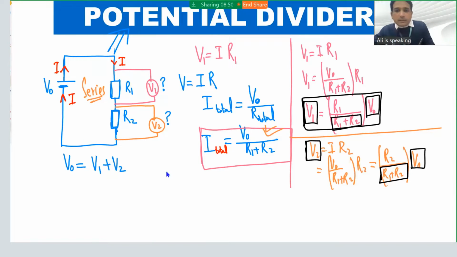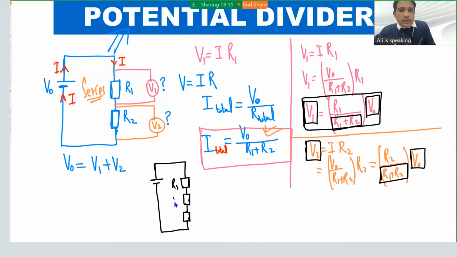Now let's say we have another circuit. For this circuit, let's say we have more than two resistors connected in series. So we have one small resistor. Let's say this is R1, and here let's say we have another resistor. This is R2, and here we have R3. So we have three resistors connected in series now. So simply you can connect like this. I will say this is R1, this one is R2, and this one is R3.